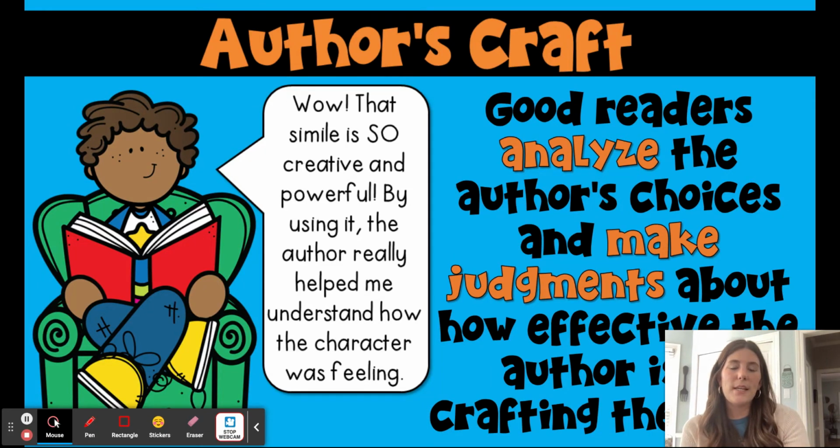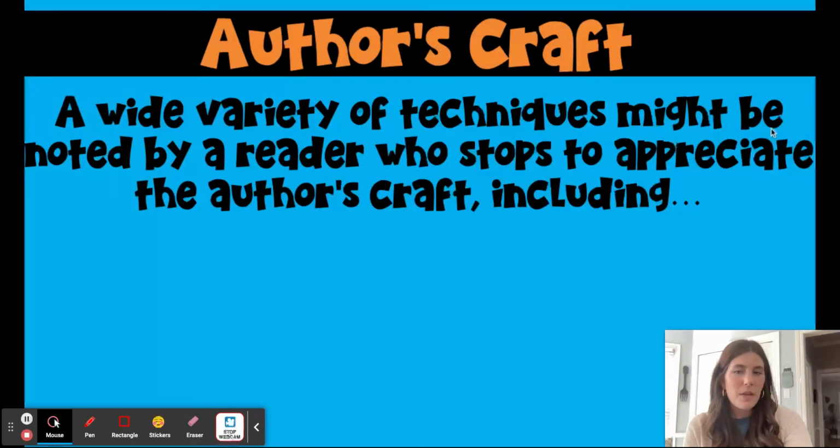So, the biggest thing that we need to make sure we're paying attention to is that good quality readers will analyze or peel those onion layers and really make judgments about how effective they think this author is being with their craft. Are they making good choices of using certain words, different types of figurative language? Are they keeping their readers hooked? So, a wide variety of techniques might be noted by a reader who stops to appreciate the author's craft.